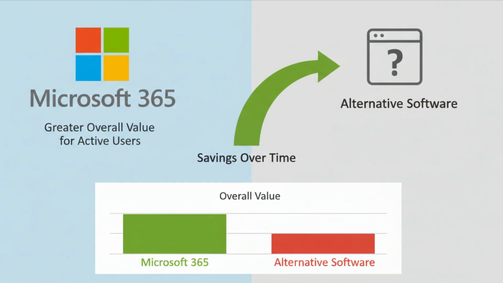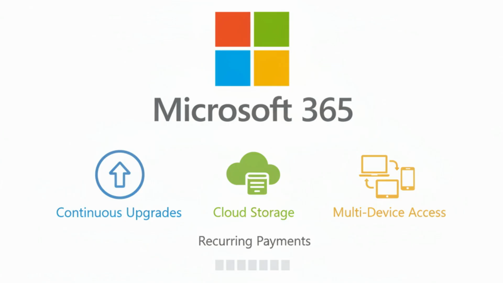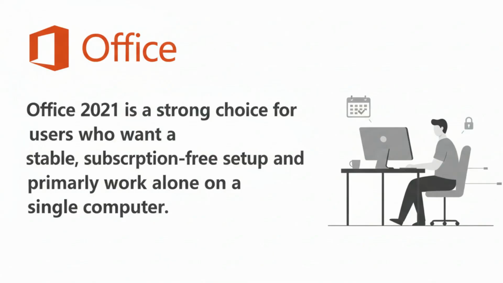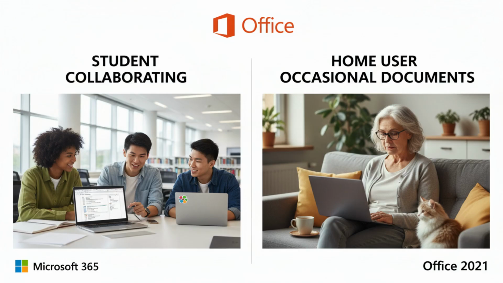When considering long-term cost and practicality, Microsoft 365 often provides greater overall value for active users. Although it involves recurring payments, it includes continuous upgrades, cloud storage, and multi-device access. Office 2021 is a strong choice for users who want a stable, subscription-free setup and primarily work alone on a single computer.